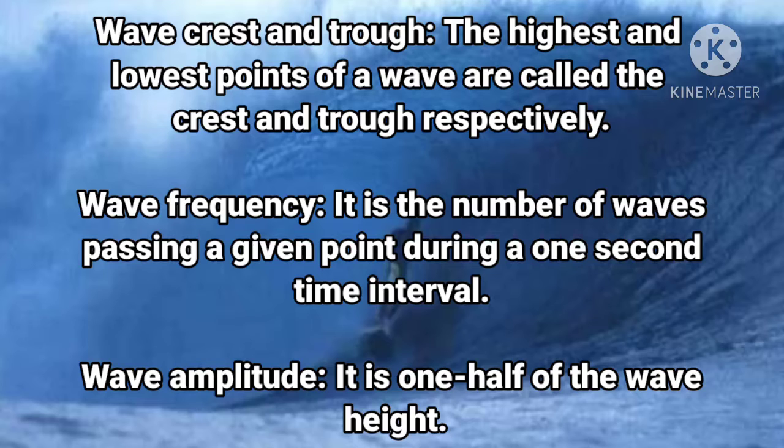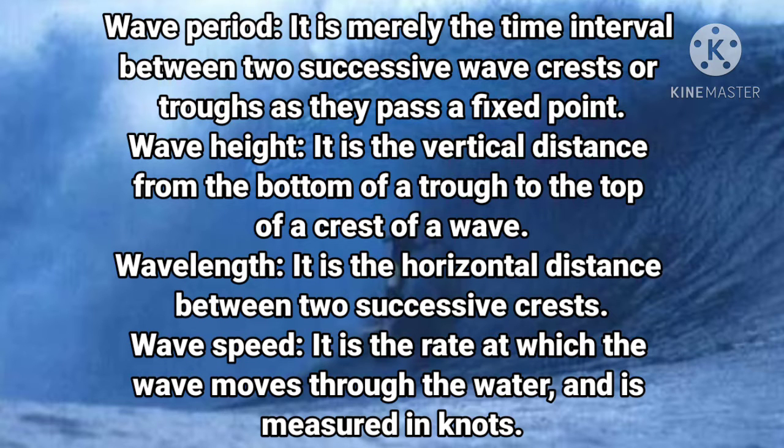The third characteristic of the wave is the wave period. The wave period is merely the time interval between successive wave crests or troughs as they pass a fixed point. The fourth characteristic of the wave is the wave amplitude. Wave amplitude is 1/2 of the wave height. Another characteristic is the wavelength. Wavelength is the horizontal distance between two successive crests or troughs.